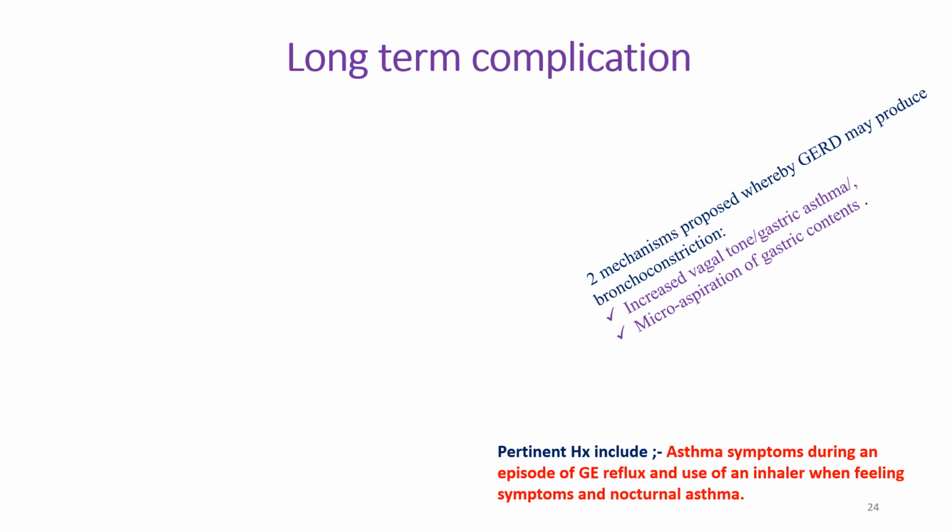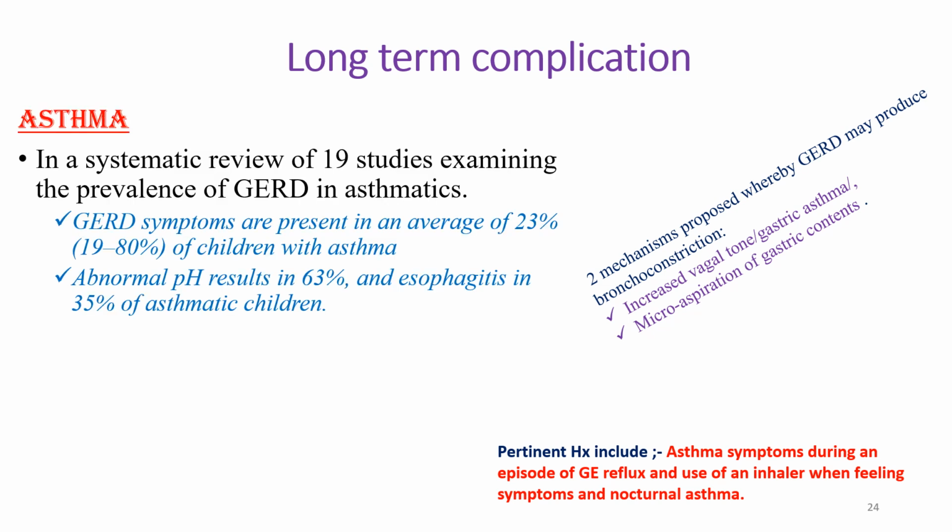When we came to long-term complications, the first one is asthma. Gastroesophageal reflux is common among patients with asthma, and it is an established trigger of asthma. Reciprocally, respiratory symptoms may provoke gastroesophageal reflux. Gastroesophageal reflux can provoke asthma. Asthma can also provoke gastroesophageal reflux.